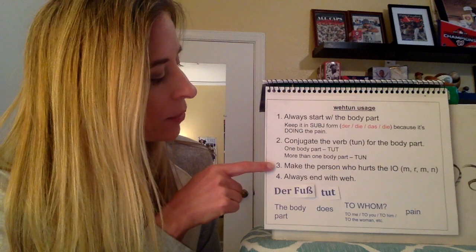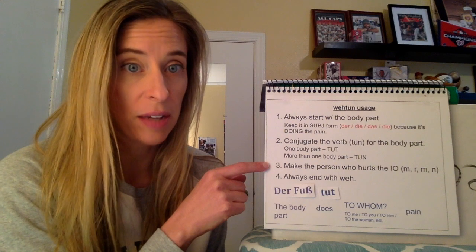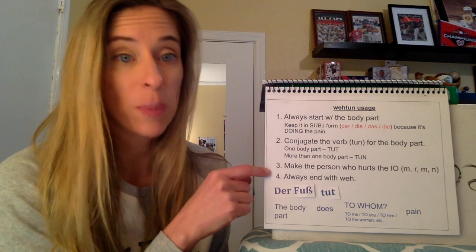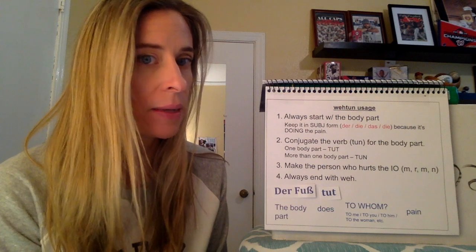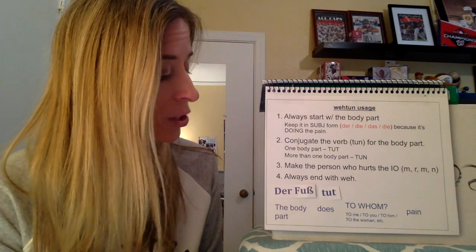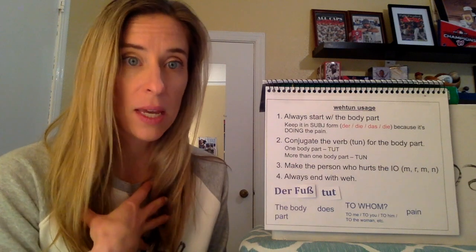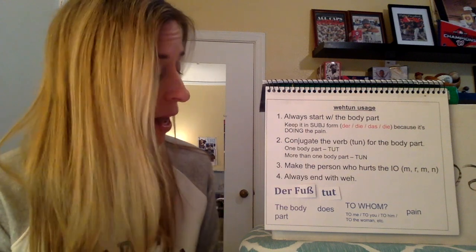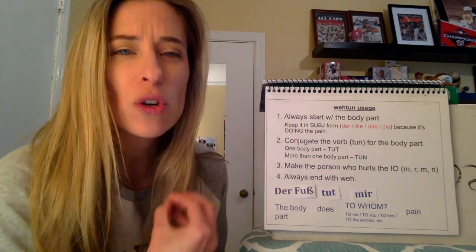All right, so then we go to step three. And so then make the person who's hurting the indirect object. And so that's going to be dative endings. Or if it's pronouns, mir, dir, ihm, ihr, ihm, uns, euch, ihnen, ihnen. We're going to make the person who's hurting the indirect object because really we're saying the foot does pain to whom? To me. And so we have to have that to built into the word. And so if I'm saying my foot hurts, I'm going to say der Fuß tut mir because it's to me.